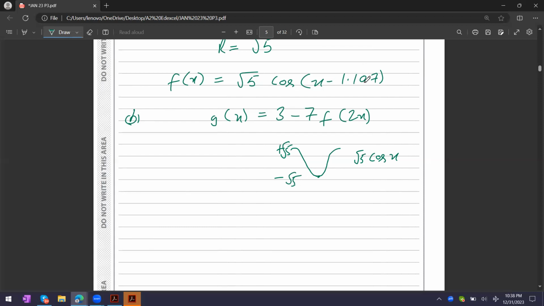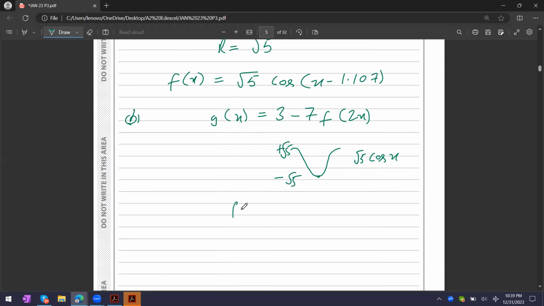One, when you subtract something from the angle, this is just a left or right transformation. This is horizontal translation. Subtracting something from the angle moves the curve to the right or left. So 1.107 is not going to affect the minimum or maximum value. I'm going to do it in a little detail so that we understand it fully.